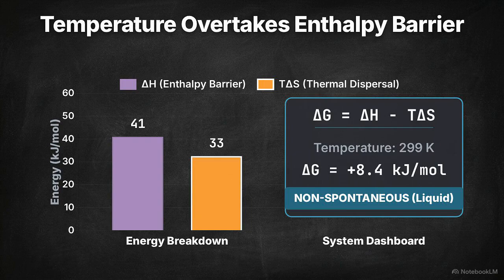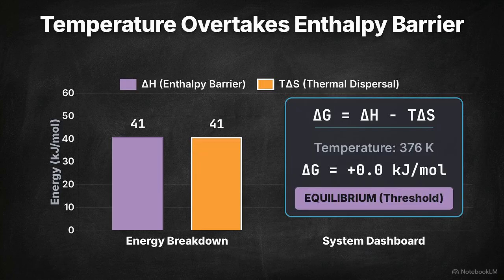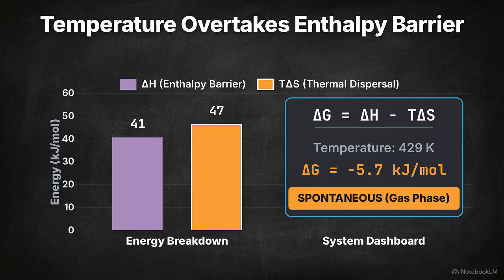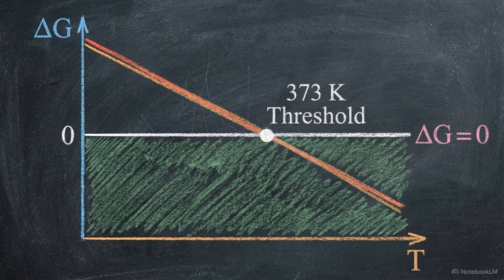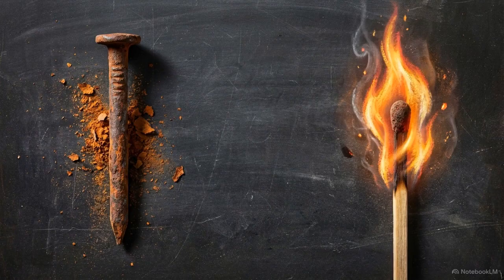At exactly 373 Kelvin, the temperature multiplier makes the entropy term large enough to outweigh the positive enthalpy. Delta G becomes negative, and the phase change proceeds spontaneously. Crossing this thermal threshold dictates whether the dispersal of energy overcomes the enthalpy barrier, determining the spontaneous direction of the process. Predicting whether a reaction will happen is different from determining how fast it occurs.